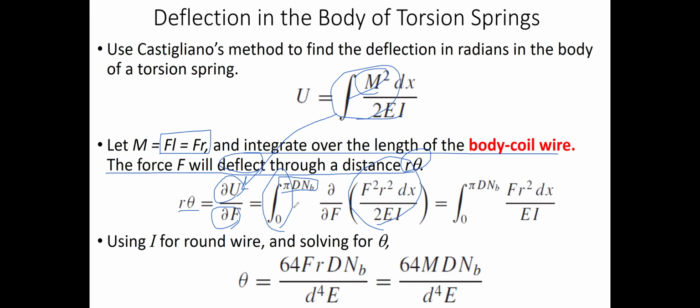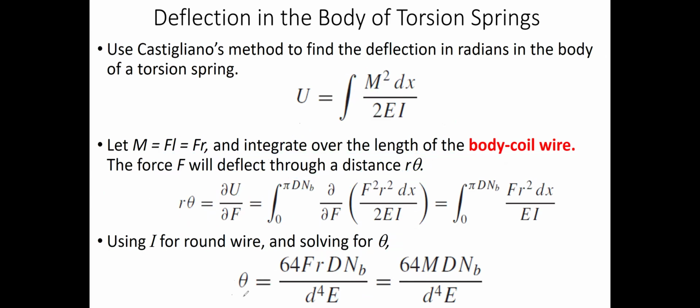Okay, so finally we get theta. We can use I for a round, circular cross section, right? And solving for theta here, we got this result, and we replace FR with the moment. Therefore, K equals this term. Okay, any problem on that?